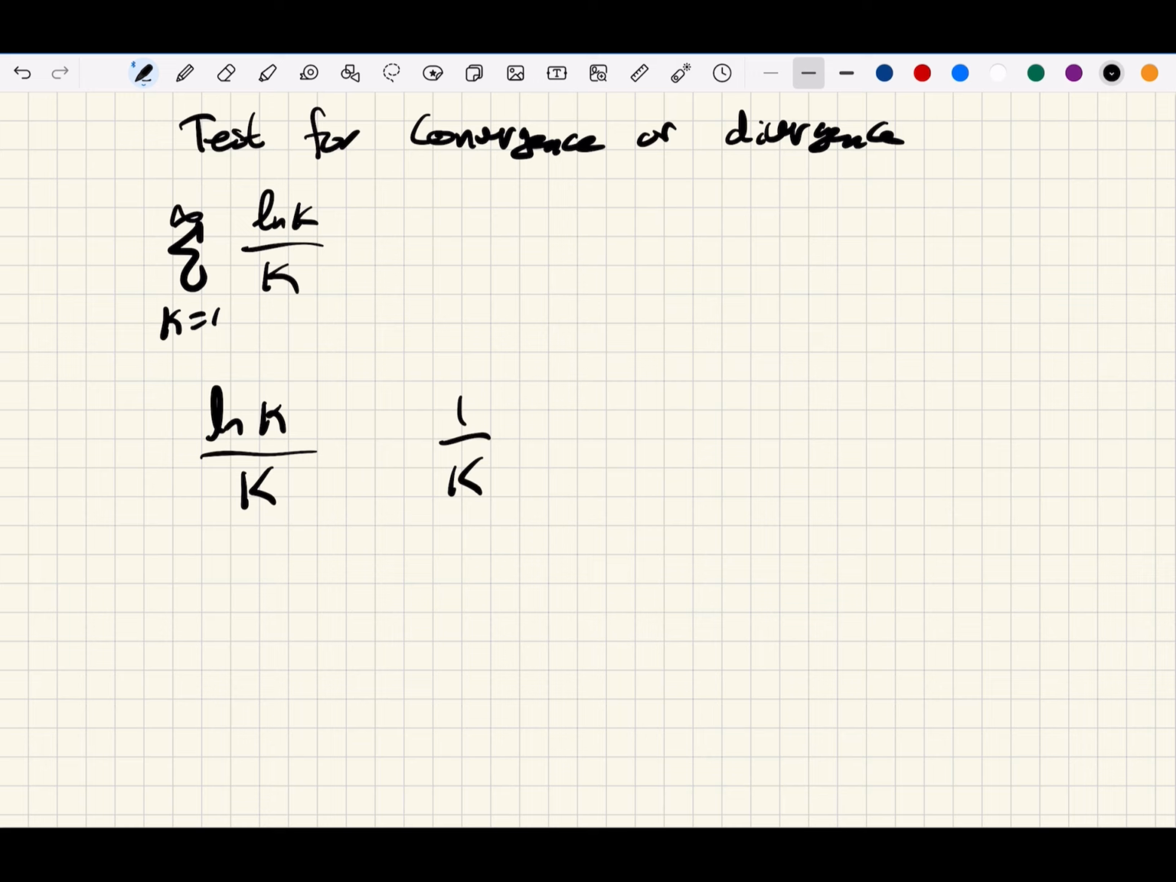Okay, so here's what I could say. The natural log of k, we did this the other day, didn't we? The natural log of k over k is bigger than 1 over k for all k greater than or equal to 3.